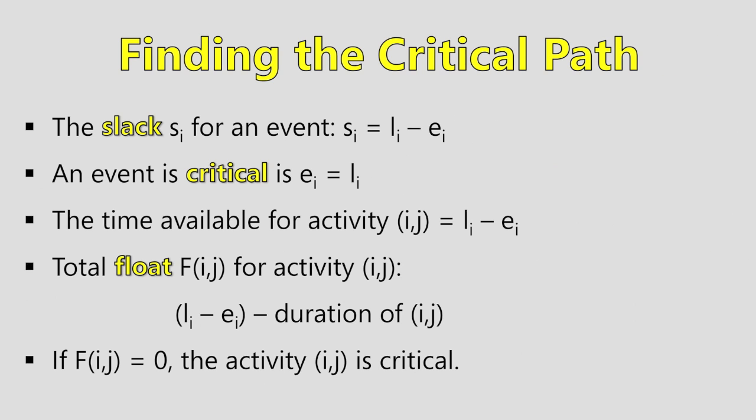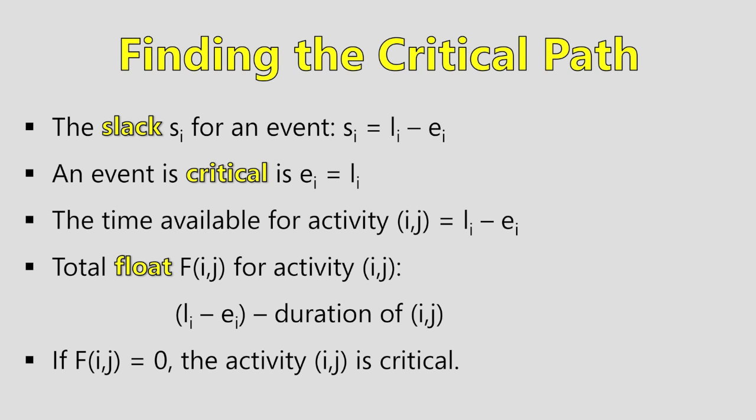To find the critical path, which we're already doing, you might be asked to find the slack or SI for an event, which is just the latest you can do the event minus the earliest time that you can do it, which finds the gap, so the amount of time you have to play with. If an event is critical, then EI will equal LI. So there will be no slack, which means it's critical because you have to do it at the time set and there's no playing around.